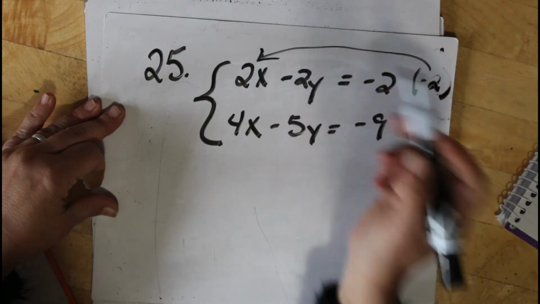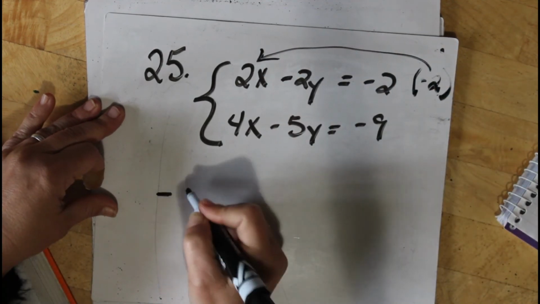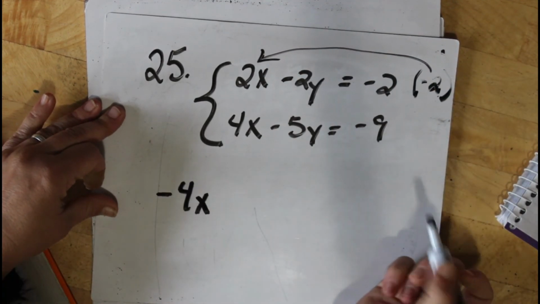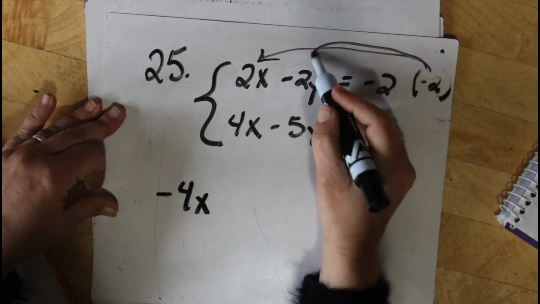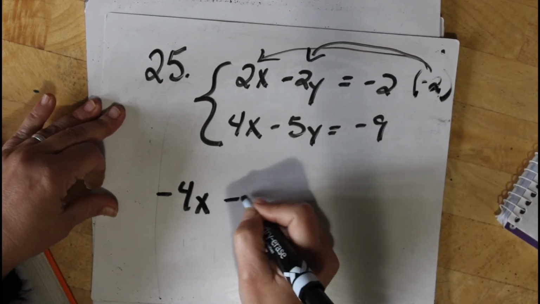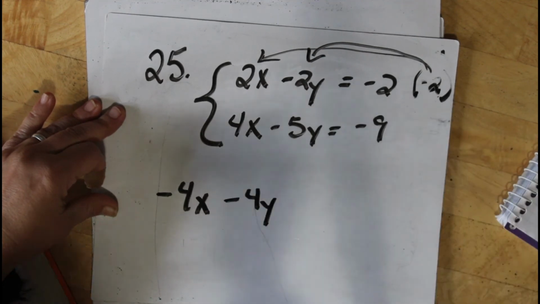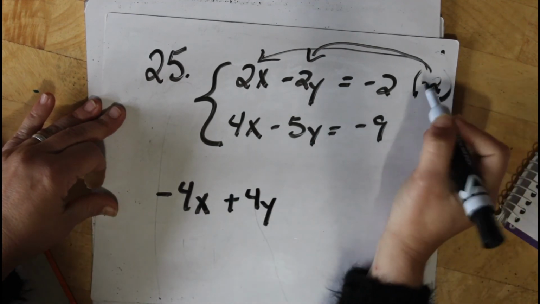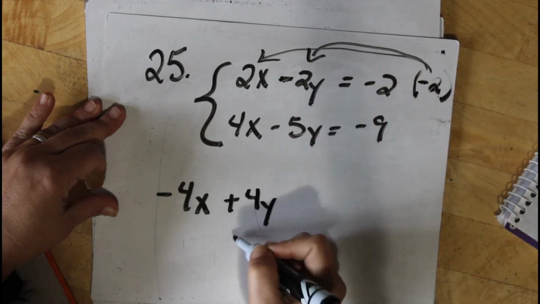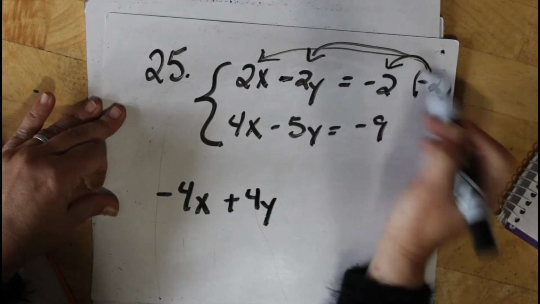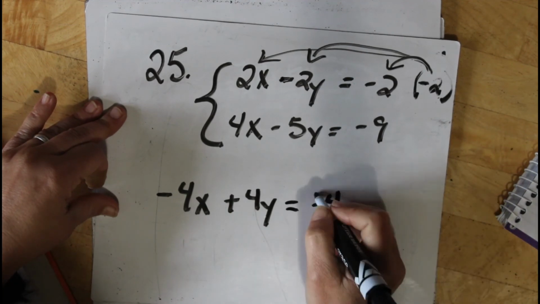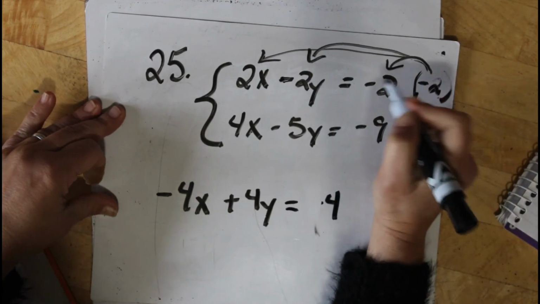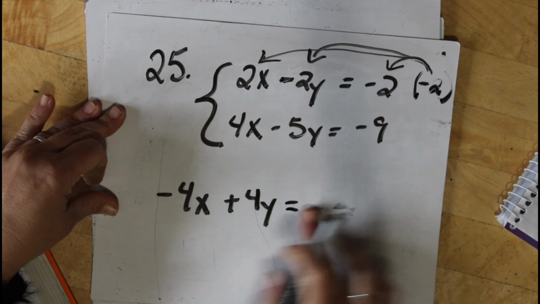So negative 2 times 2 would be negative 4x. See what I did right there? I'm trying to make it be the opposite of regular 4x. Negative 2 times negative 2 would be negative 4y. No, that one's positive. Negative times a negative makes a positive. And then that one would be negative 4. Nope, positive 4. Negative times a negative makes a positive.